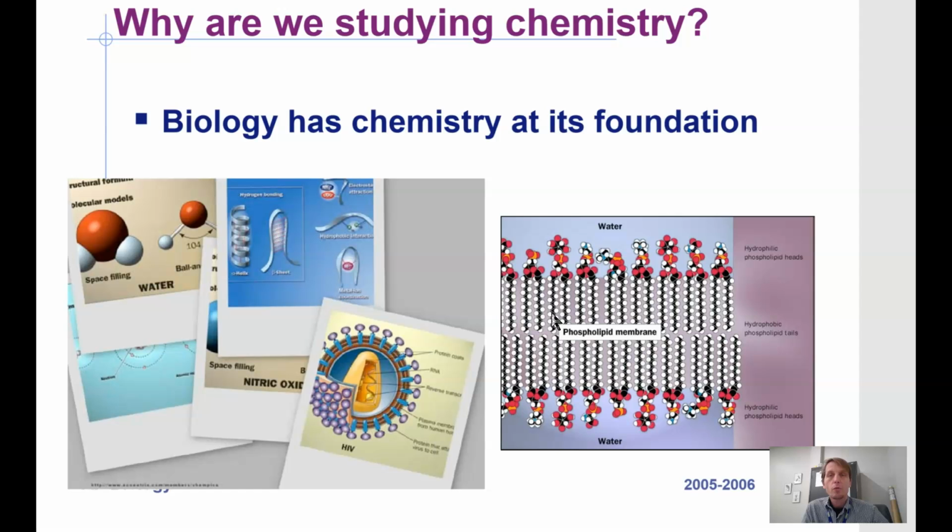So we're studying chemistry because biology has chemistry as its foundation. You're looking at the cell membrane right here. You have water on both sides. Those molecules are hydrophilic in one area, hydrophobic in another. This is a beautiful structure and determines the function of that membrane, its ability to perform the function of separating the inside complexity of the cell from the outside chaos. So to understand how it does that, we got to look at the molecules themselves.